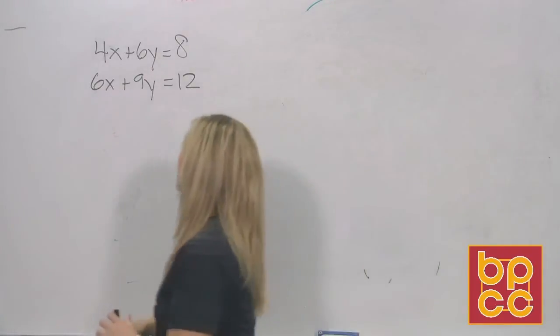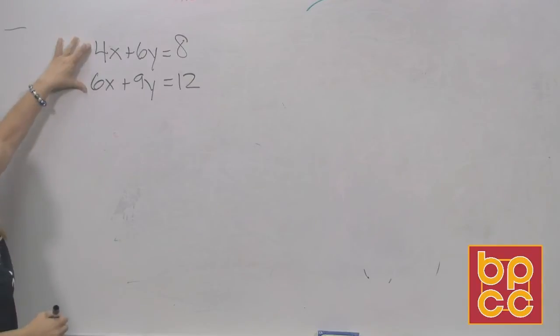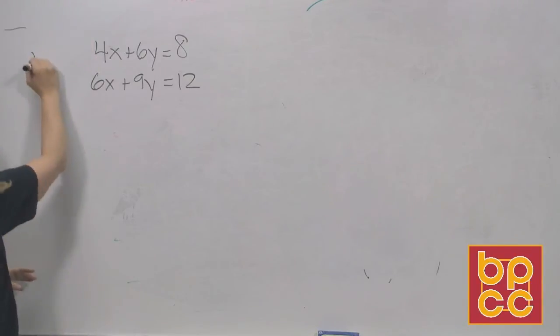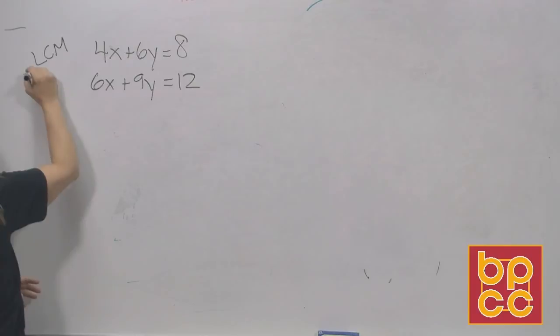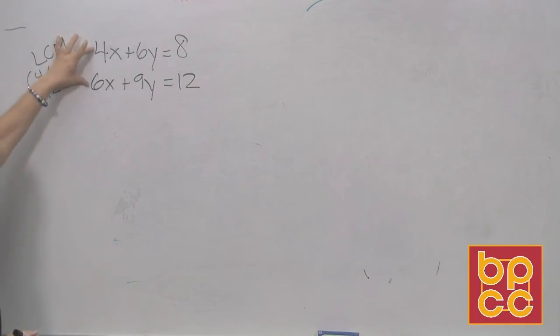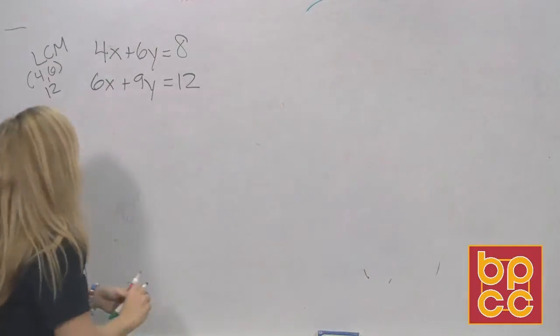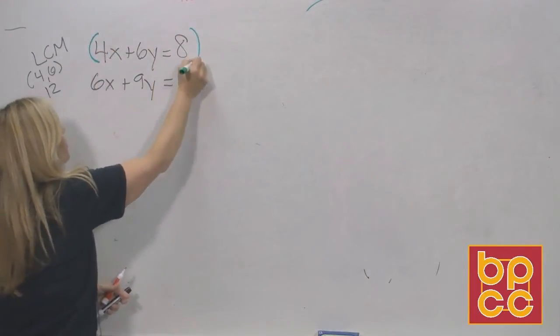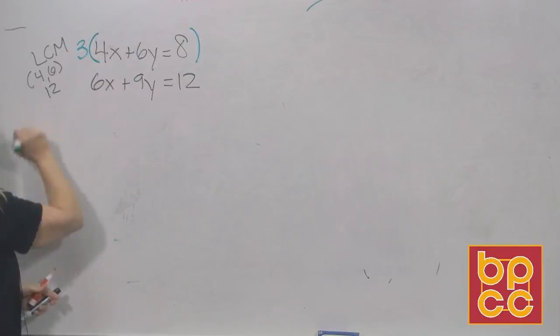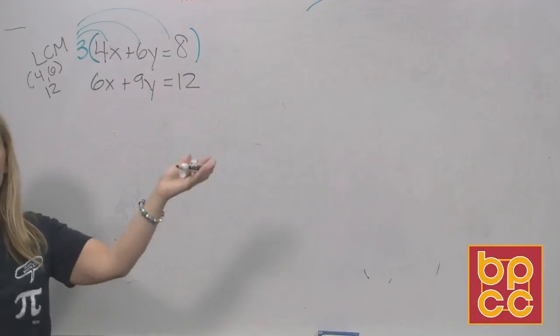So again, let's look. We have a 4 and a 6. We need a number in common. That's called your LCM. What is your least common multiple of 4 and 6? Well, if you know your times tables, it would be 12. So what we've got to do is make both of these become a 12. So we're going to use multiplication. What do you multiply 4 by to make a 12? 3. Now we're going to multiply the whole equation by 3 to always keep our balance.